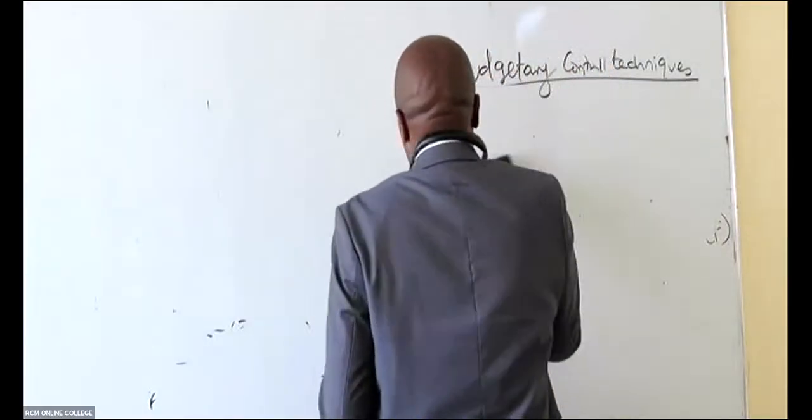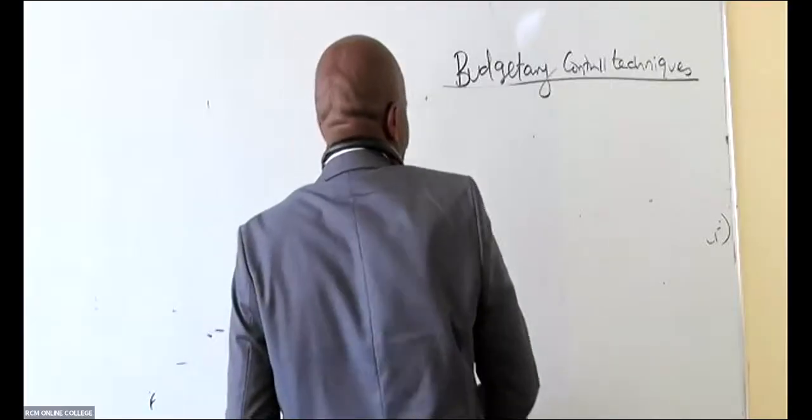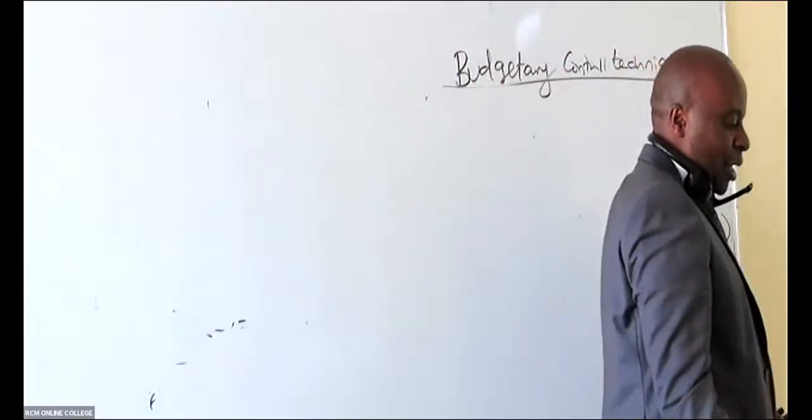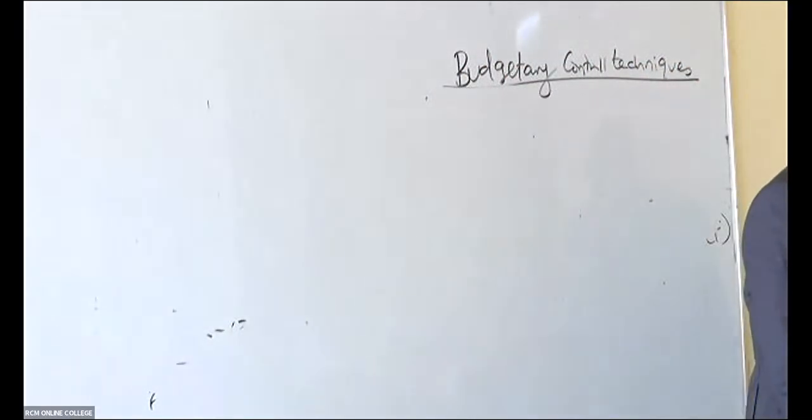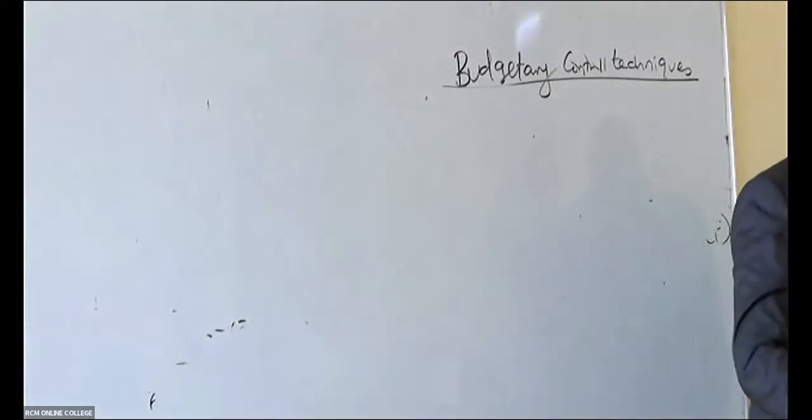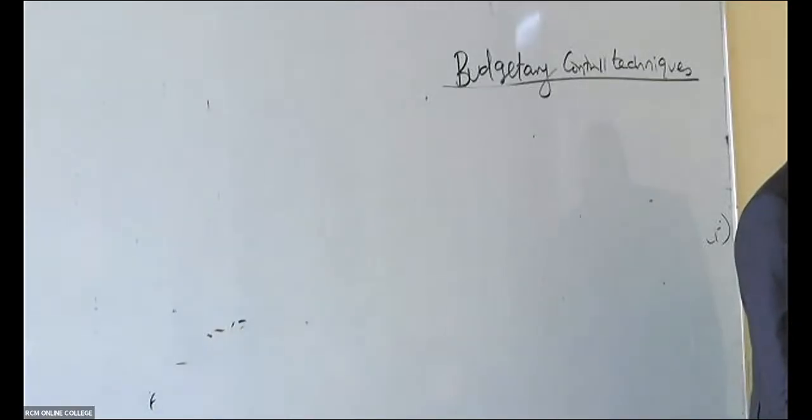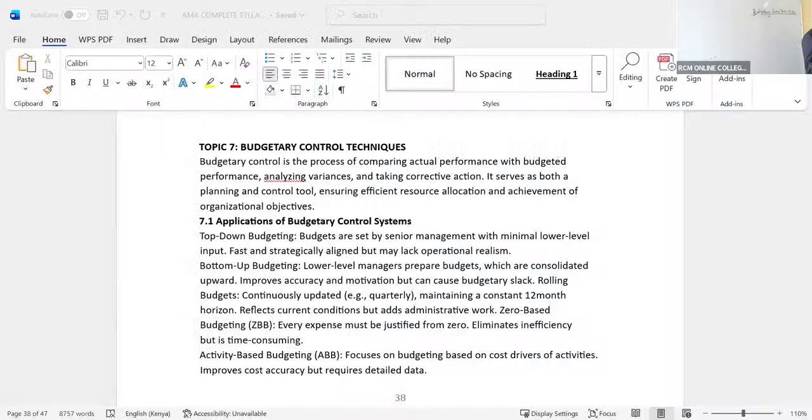Brought down to employees now who have to implement. So whenever we talk of top-down done by the management up there, given to employees for purpose to implement, of course, this will be very demotivating. So top-down budgets are set by senior management with minimal lower level input.